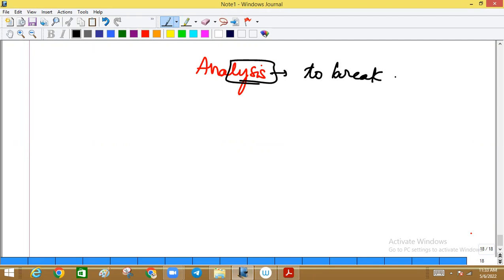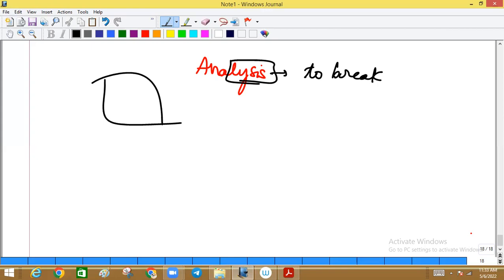For example, hydrolysis. Hydro means water. Lysis means breakdown. So breaking of water. So analysis means whenever you are having a piece of information, how you observe is you will try to divide that information into small bits or paragraphs and you try to correlate them or interrelate them. That is called as analysis.